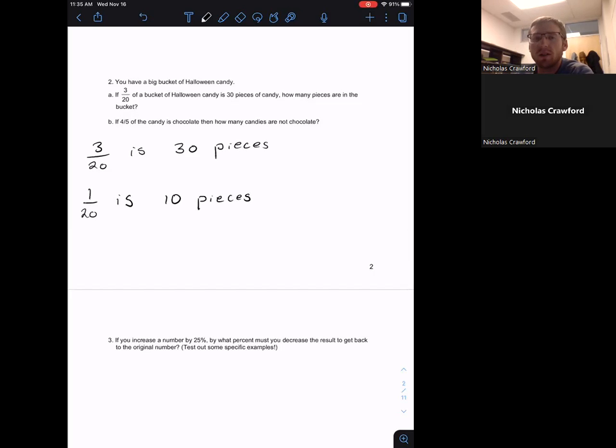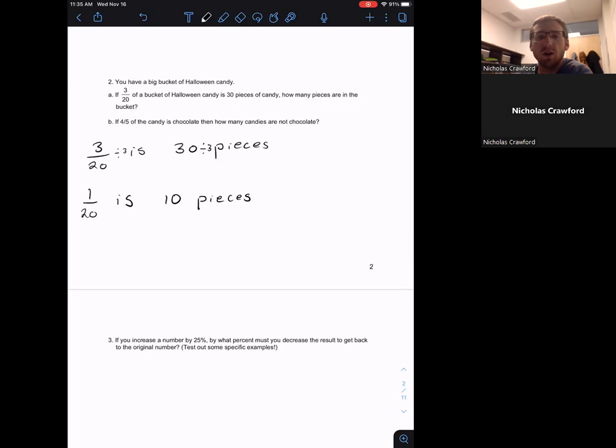And there's a couple different ways we could do that. We could divide each of these by 3, right? So if I divide by 3 and divide by 3, 3/20 divided by 3 is 1/20, and 30 divided by 3 is 10 pieces. That's one way. You could also do the area model. A bunch of different ways to do it. Okay, so 1/20 is 10 pieces.